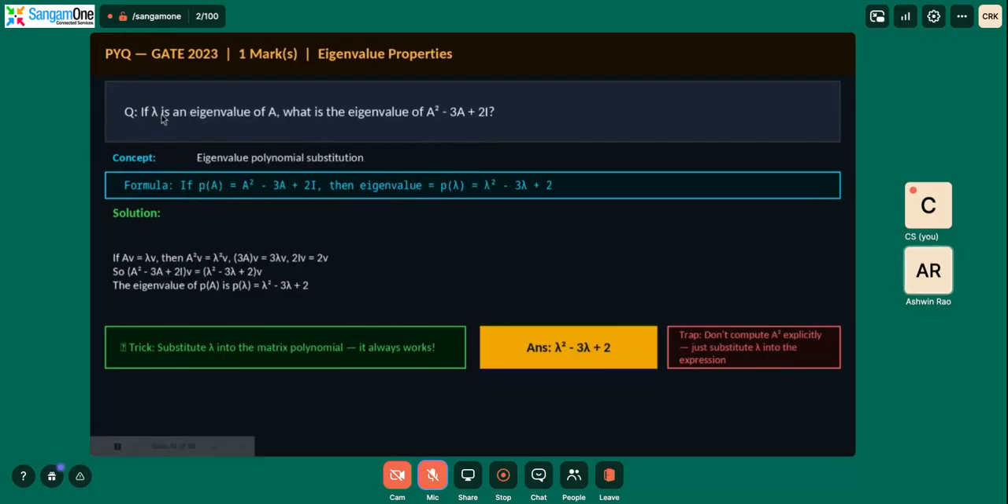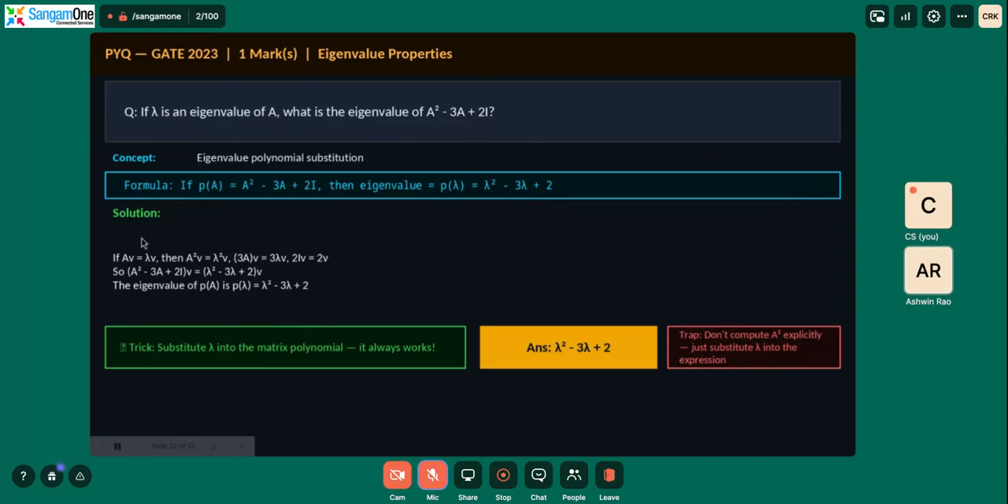Then comes: if lambda is an eigenvalue of A, what is the eigenvalue of A square minus 3A plus 2I? Its formula: P(A) equal to A square minus 3A plus 2I. Then the eigenvalue will be lambda square minus 3 lambda plus 2. Please note down this formula.